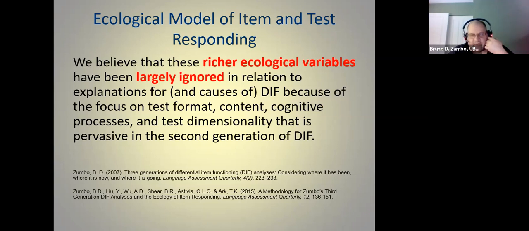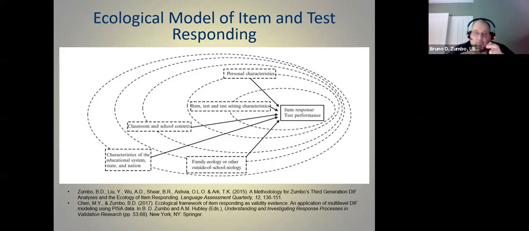That is pervasive in what I was looking at as a second generation of DIF in 2007. In 2015, we began to introduce this ecological model of item and test responding. This is a broader model than just DIF. It's to say, how do we look at performance? And we see here, influenced somewhat by a Bronfenbrenner sort of view, and Bronfenbrenner is a good place to start. It's not the end for us in the sort of view of explanatory conceptualization, but it's a darn good place for us to start.